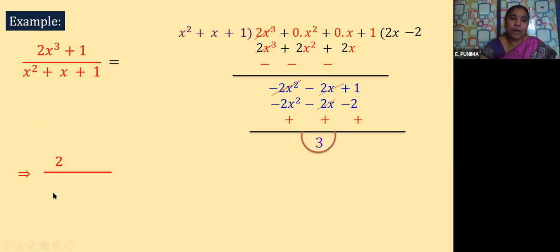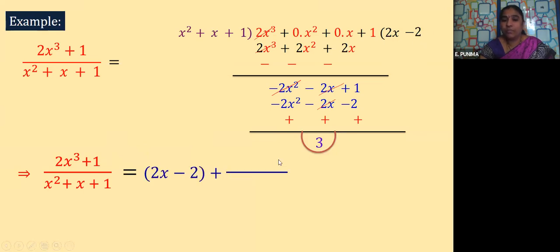2x cube plus 1 by x square plus x plus 1 is equal to, how can you write, children? Quotient. What is our quotient? 2x minus 2 plus, still what is there to divide? 3 is there to divide by x square plus x plus 1. So that can be written as 3 by x square plus x plus 1.